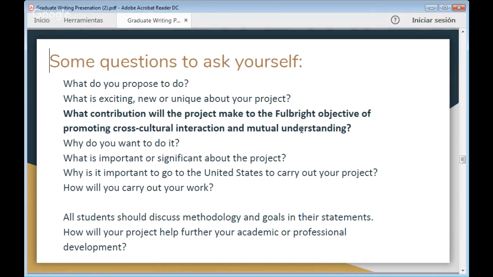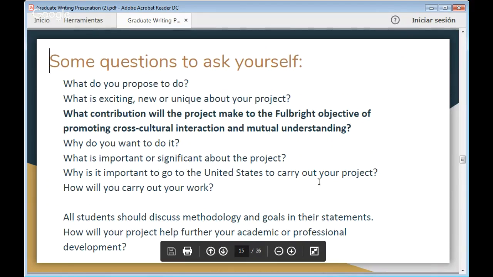That's a really big pillar of the program, the Fulbright program. It wants to make sure that you're engaging in the country and you're acting as a representative from that country to be able to share your background and your story, but also receptive to the country that you're studying within. So what are your plans to make this happen as well? Looking at what is important or significant about the project, why is it important to go to the United States, and how will you carry out your work?